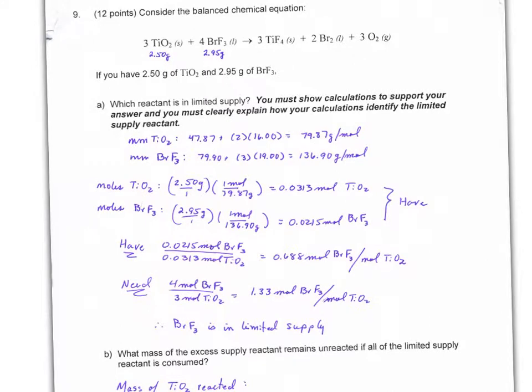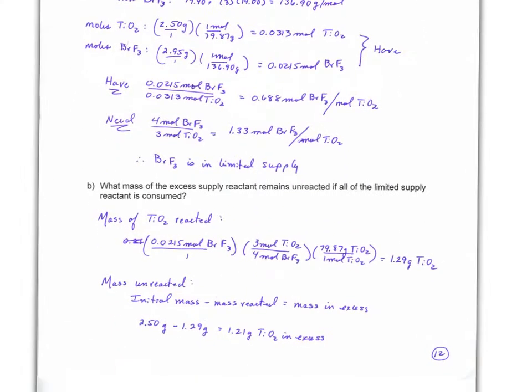Okay, so the fact that with regard to the BrF3, you only have 0.688, but you need 1.33, that means we can say with regard to the BrF3 that it's in limited supply. Okay, because we only have so much, then we need more than that. So that was actually then the reactant that you did this next part on.